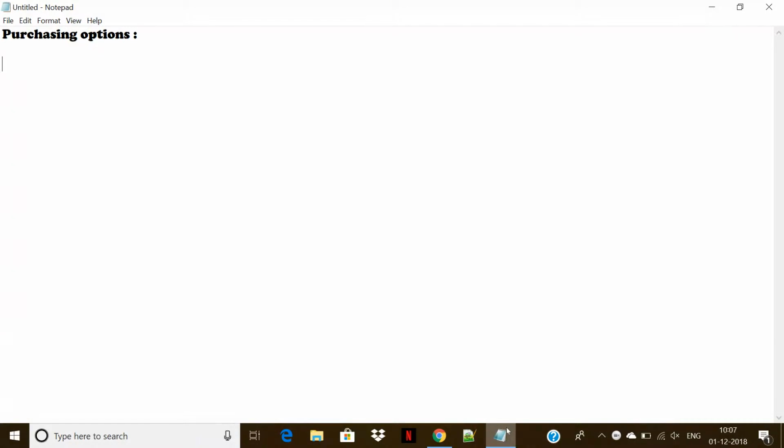We will look at the purchasing options provided by AWS. There are a total of 5 purchasing options. The first one is your on-demand service. What is on-demand service?